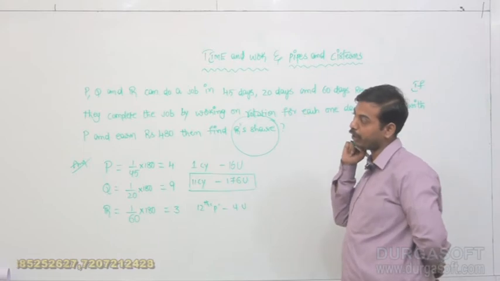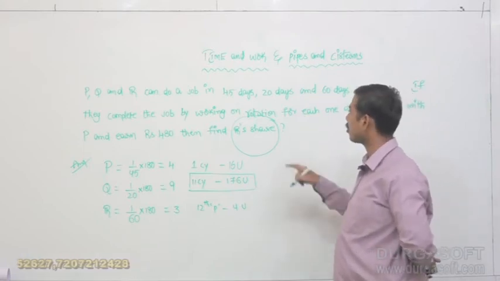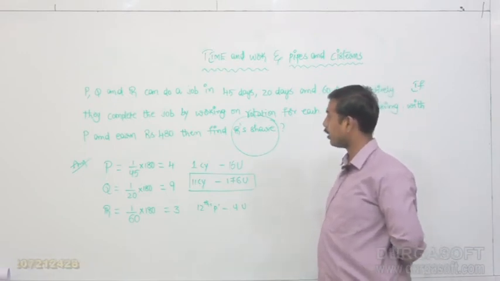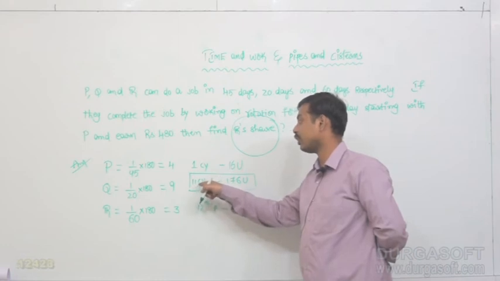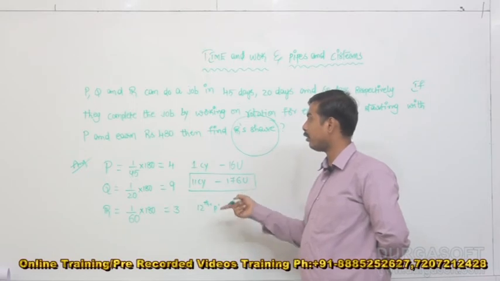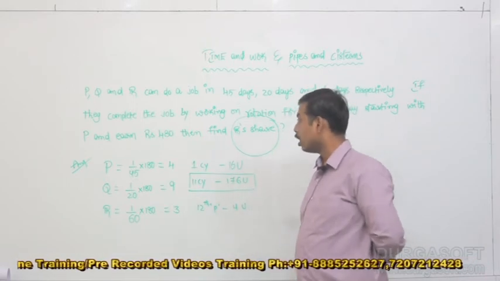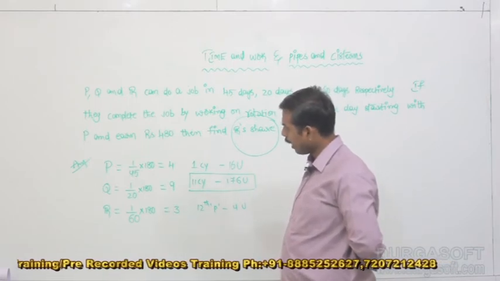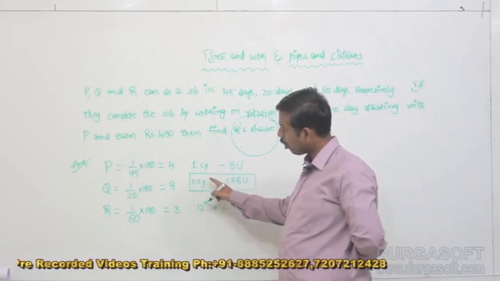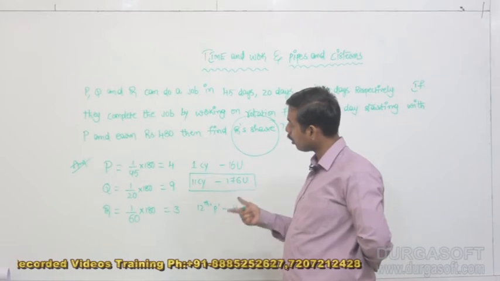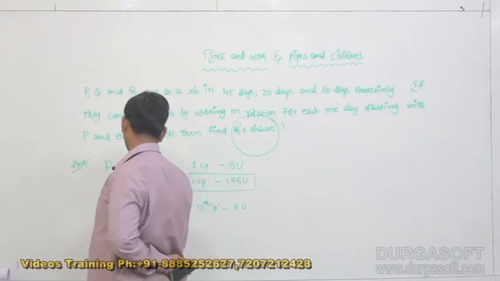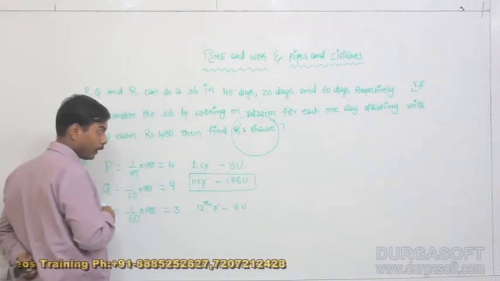Now when we talk about R, we have to find out the share of R here. How many cycles did R complete? 11 cycles. In the 12th cycle R is not required for us. So R was involved in 11 cycles, which means R worked for 11 days on the task. That is the meaning here.